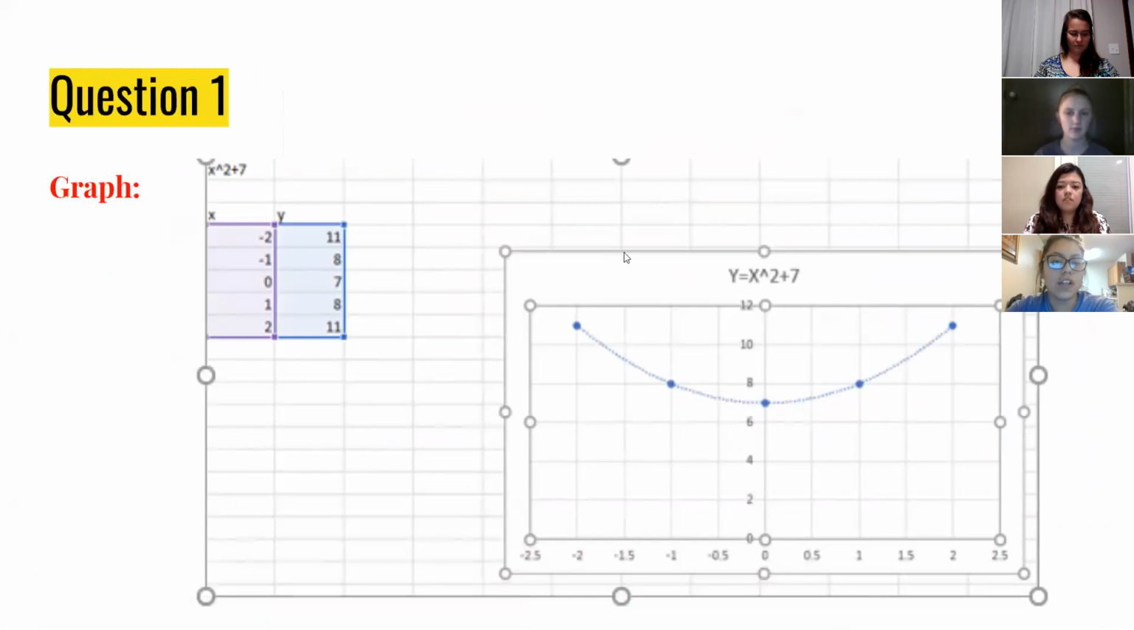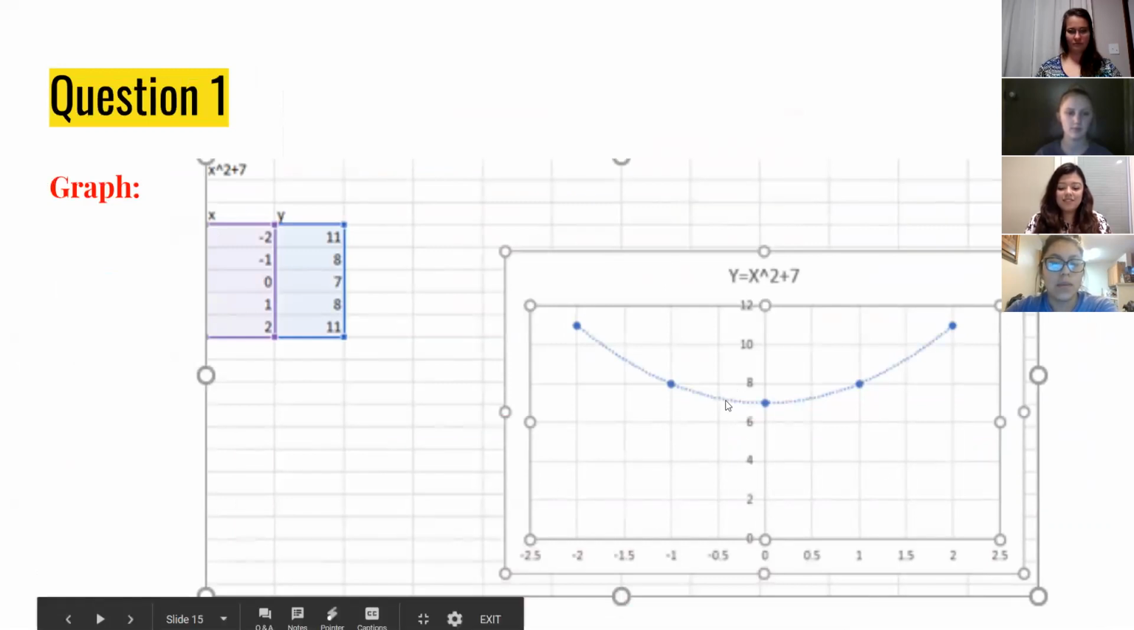Here's a graph showing y equals x squared plus 7 on the graphing table. As we can see, it's 0, 7, and the parabola opens up.